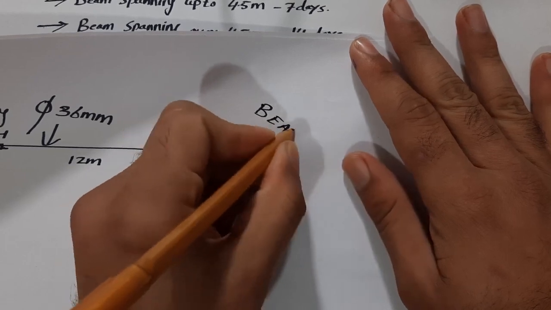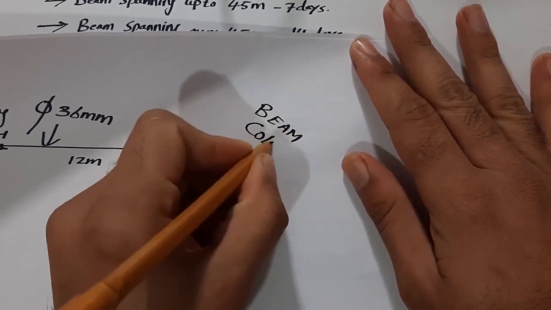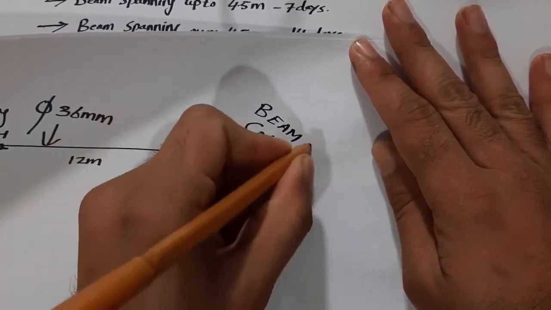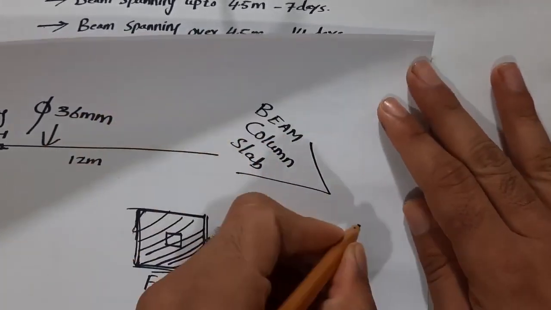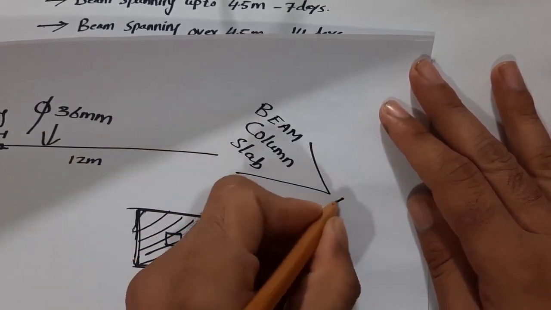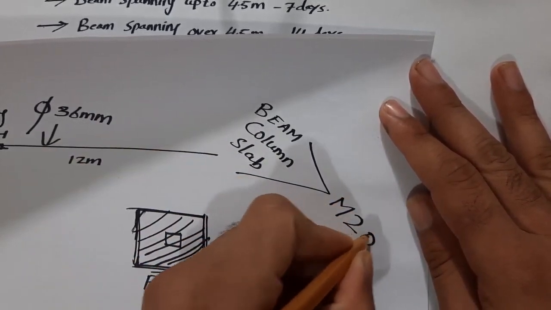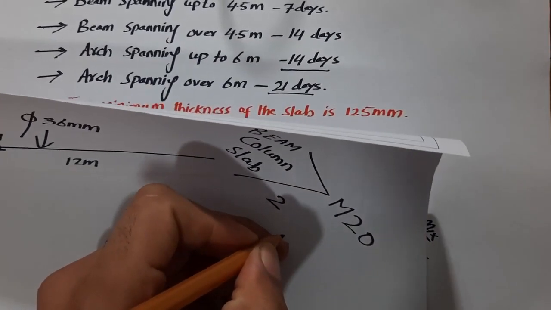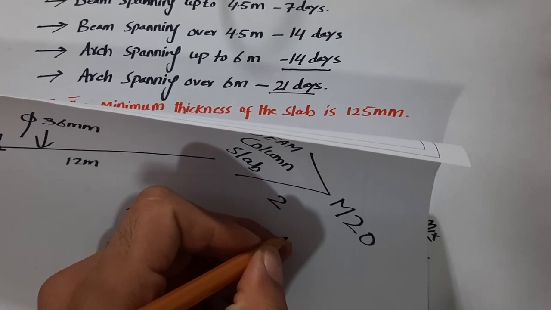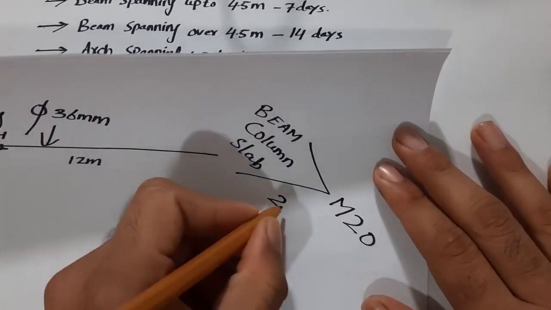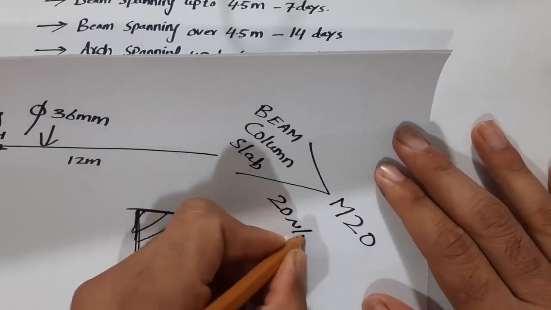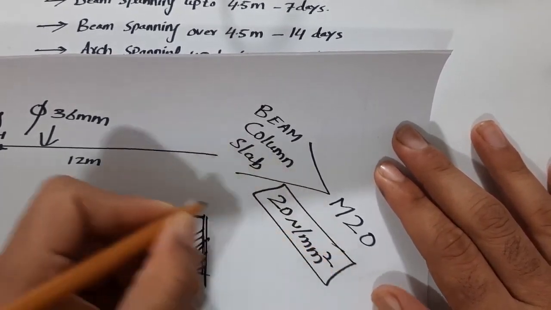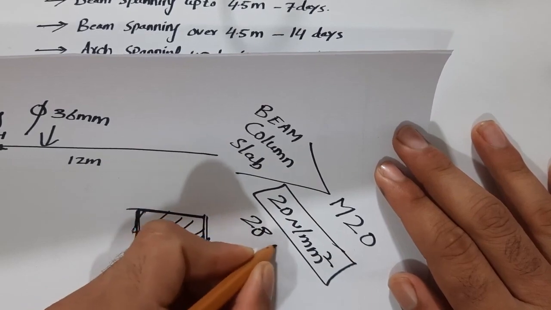For beam, column and slab, you should not use less than M20 grade concrete. M20 means 20 Newton per mm square is the compressive strength of concrete after 28 days.